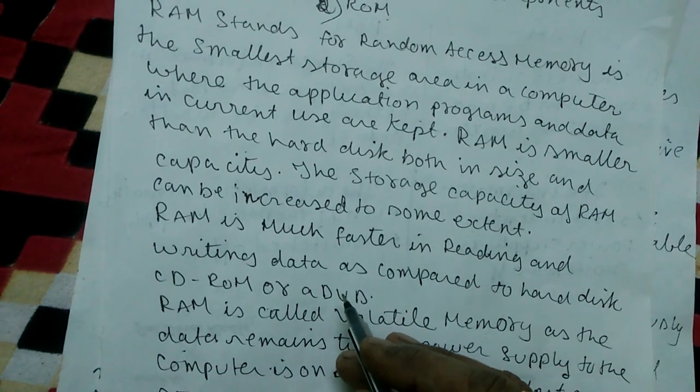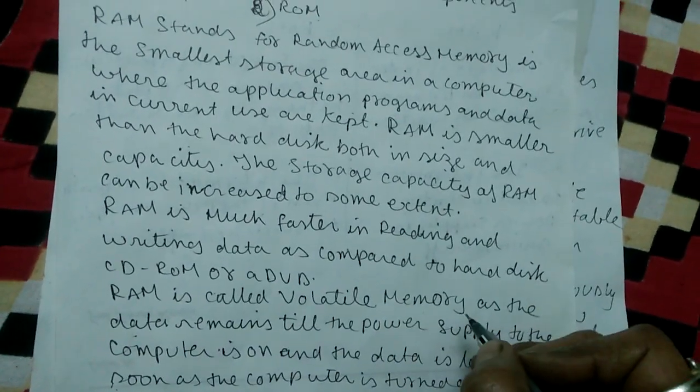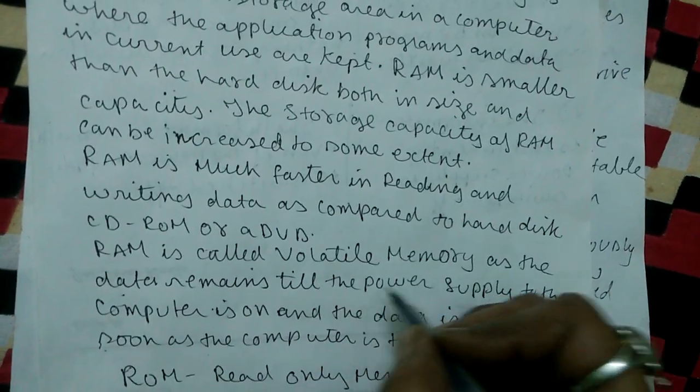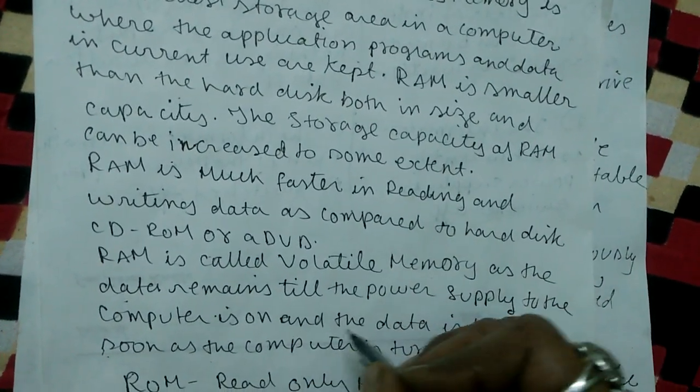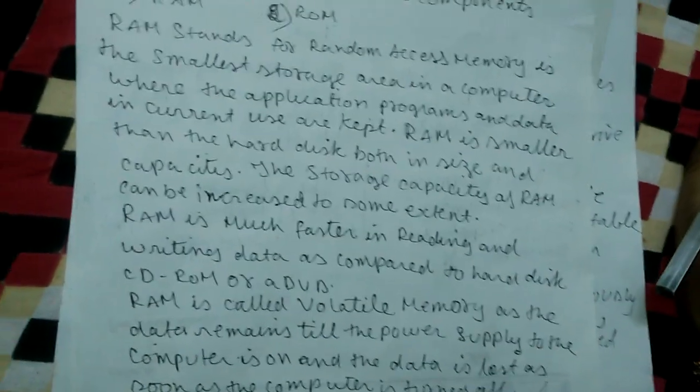CD-ROM or DVD. RAM is called volatile memory as the data remains till the power supply to the computer is on and the data is lost as soon as the computer is switched off.